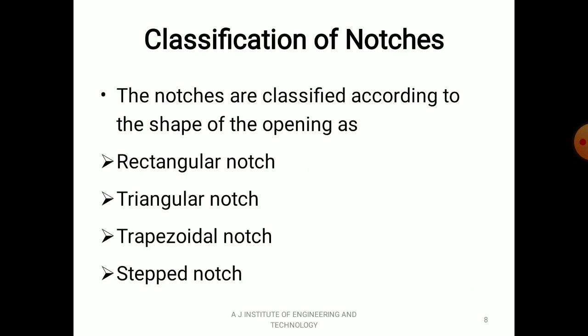Classification of notches. The notches are classified according to the shape of the opening as first, rectangular notch, second, triangular notch, third, trapezoidal notch, and fourth, step notch. Rectangular notch means the opening is in the shape of a rectangle. Triangular means it is in the shape of a V or triangle. Trapezoidal is in the shape of a trapezoid. And for the step notch, you know how it looks, because you already studied about step bars.